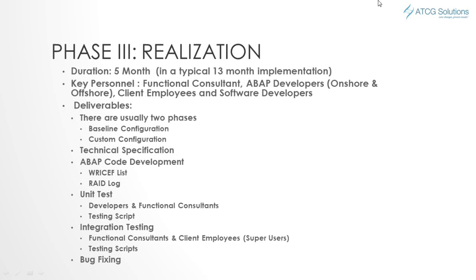Phase 3, realization. In a typical 13-month implementation, it lasts 5 months due to development and testing. There is a lot of coordination that needs to be done during realization. In this phase, no more blueprint should be done. This is essential to control scope. Key personnel are functional consultants, ABAP developers onshore and offshore, client employees, and software developers.